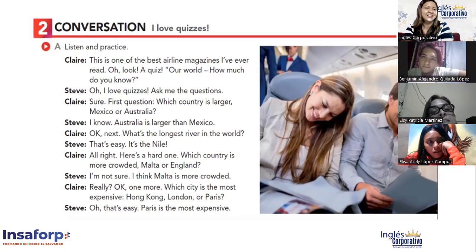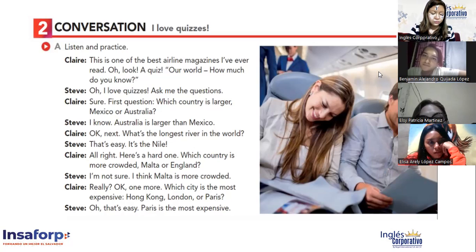Okay. This is one of the best airline magazines I ever read. Oh, look, a quiz. Our world, how much do you know? Oh, I love quizzes. Ask me questions. Sure. First question. Which country is larger, Mexico or Australia? I know Australia is larger than Mexico. Okay, next. What's the longest river in the world? That's easy. It's the Nile. All right, here's a hard one. Which country is more crowded, Malta or England? I'm not sure. I think Malta is more crowded. Really? Okay, one more. Which city is the most expensive, Hong Kong, London or Paris? Oh, that's easy. Paris is the most expensive.